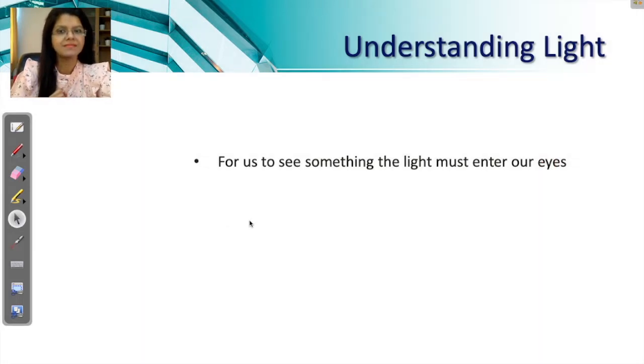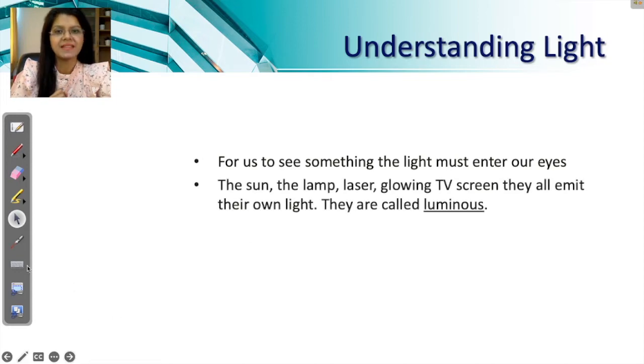Now, two things to understand. The sun, the lamp, the laser, even the glowing TV screen, they are emitting their own light. They are the source of light themselves. Similarly, your laptop screen is emitting its own light. They are called luminous. The light from these objects is entering your eyes, so therefore you can see them.